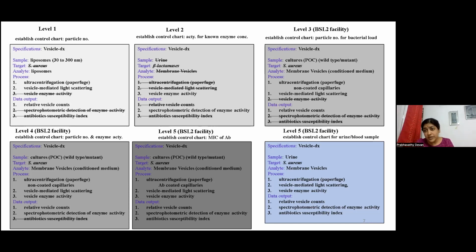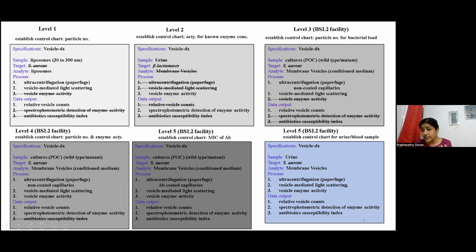harvest the conditioned medium where the secreted membrane vesicles are enriched, right? And take them and again repeat the same experiments, where using the paperfuge I can identify whether it can be separated at a particular density. So all these can be done in non-coated capillaries where we are not bringing in any antibiotics. We are just standardizing the protocol. And then again, do the cell counting and relate them. Okay, now we have started doing it with wild type and mutant.